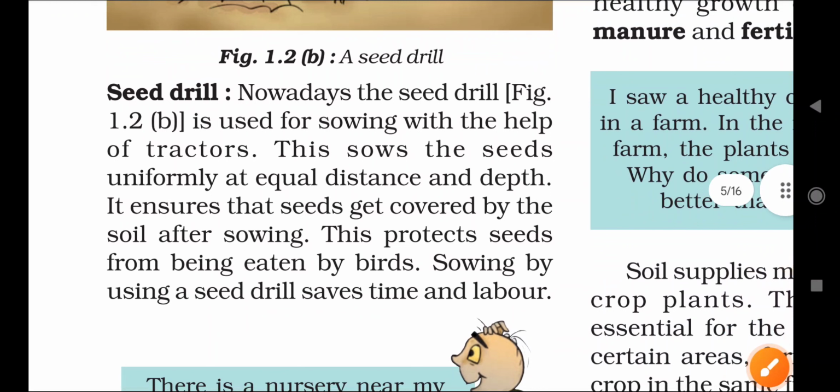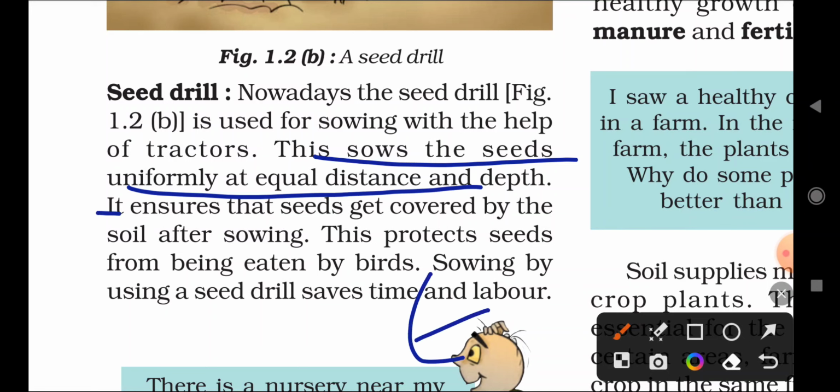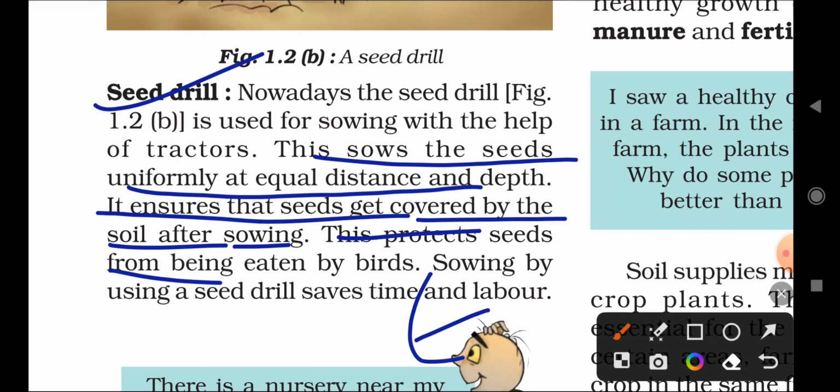This is the advantage. What is the advantage of seed drill? Seeds are sown at uniform, equal distance and depth. Depth means inside the soil, and it ensures the seed gets covered by the soil after sowing. This is the importance of seed drill. It protects the seed from being eaten by the birds.